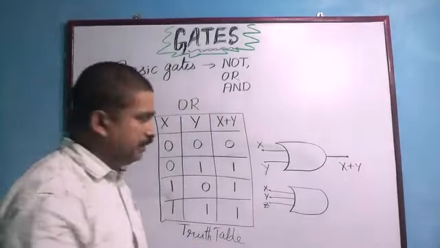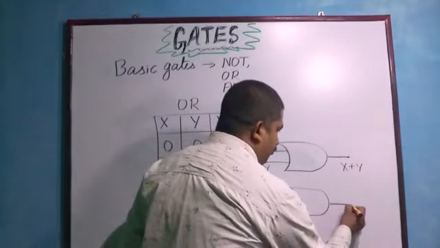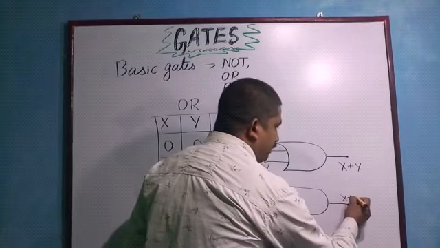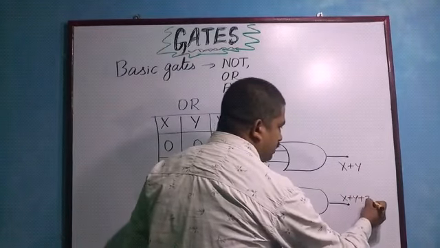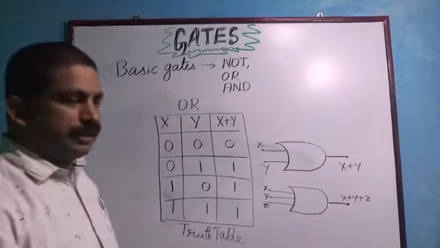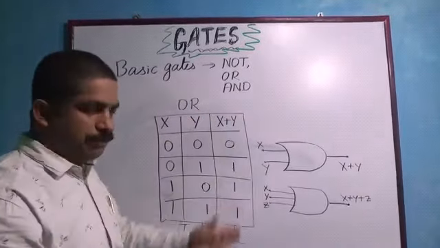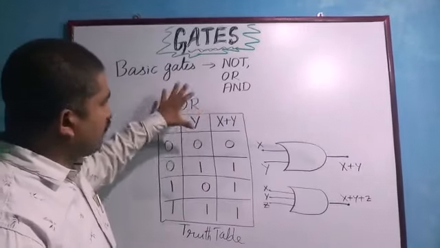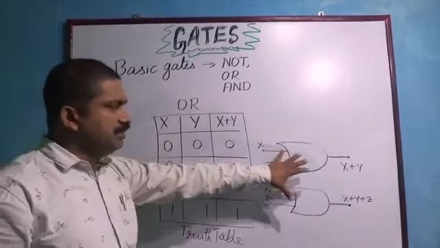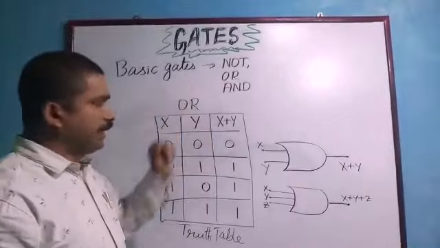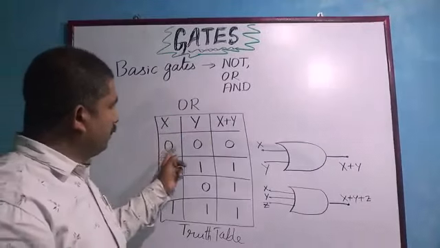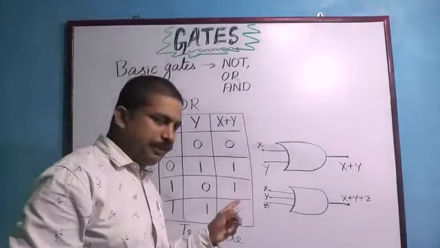Then what is the output? Output is in the form of X plus Y plus Z. Okay, same thing. You have to write the truth table once again for 3 inputs also. So this is the truth table, and this is the circuit symbol for OR gate. Just remember it is in the form of addition.